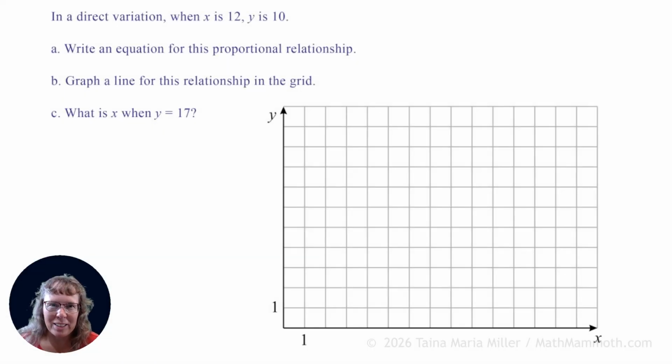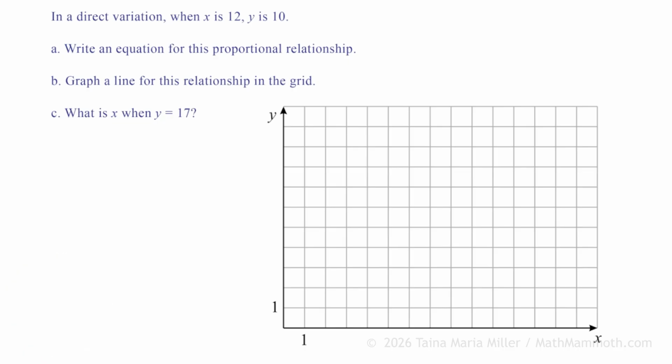Alright, here's a simple exercise for us to solve. In a direct variation, when x is 12, then y is 10. Let's write an equation for this proportional relationship. We already were told that our variables are called x and y, and the equation in general is of this form. It's always of the form y equals mx when there's a proportional relationship. And so we just need to find out the value of m.